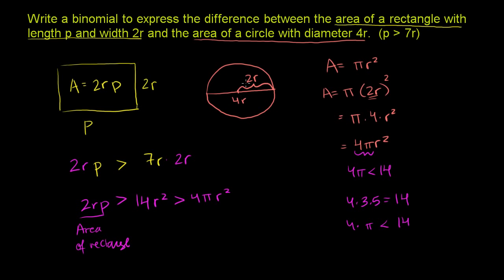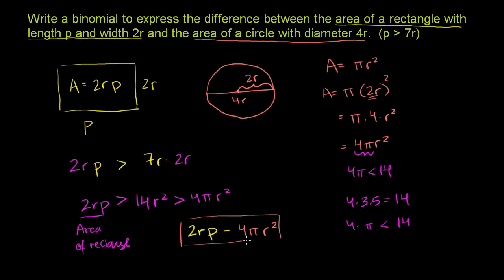So we can just subtract the circle's area from the rectangle's area to find the difference. So the difference is going to be the area of the rectangle, which we already figured out is 2rp. 2rp. And we're going to subtract from that the area of the circle. The area of the circle is 4 pi r squared. So hopefully that made sense.